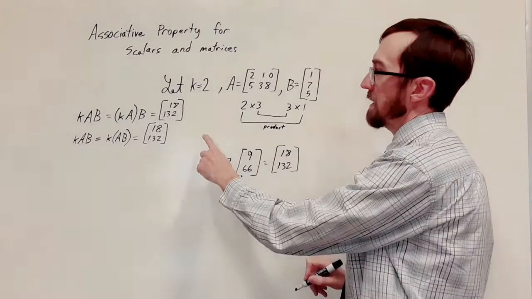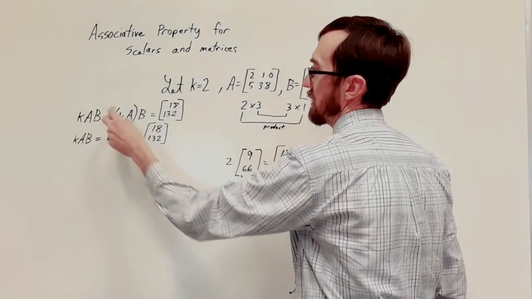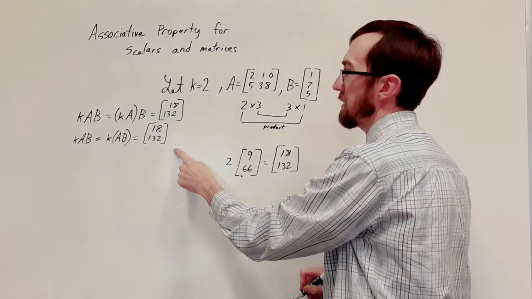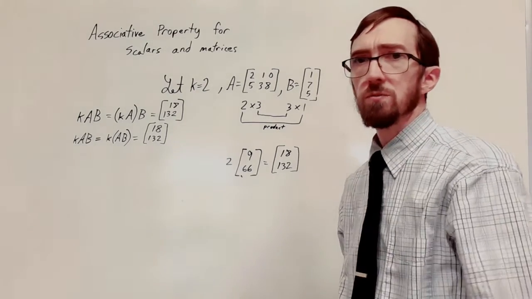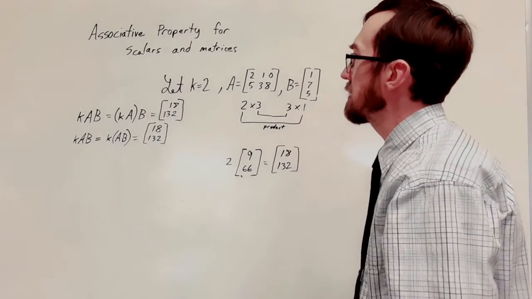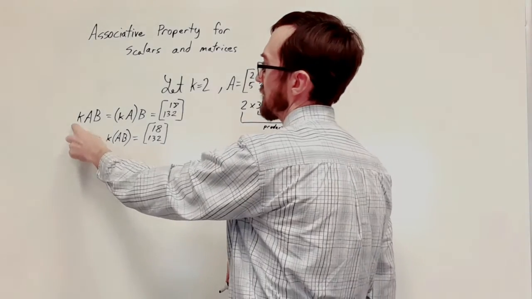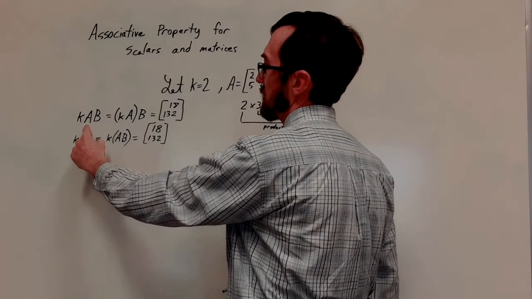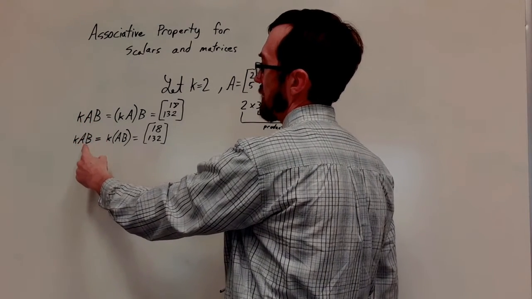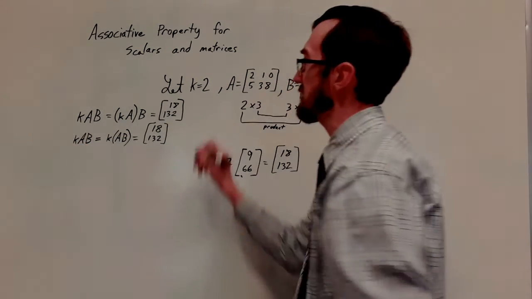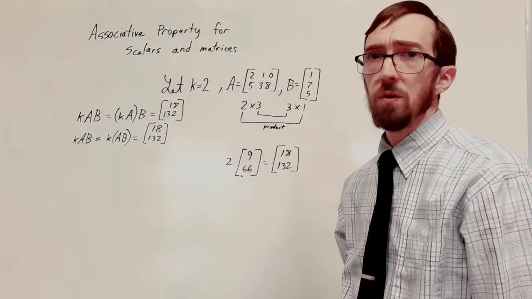So we can see that whether we associate this way or this way, we get the same matrix result. So it doesn't matter if we start with the scalar and then multiply the matrix, or if we start with the two matrices and then multiply by the scalar, we get the same result.